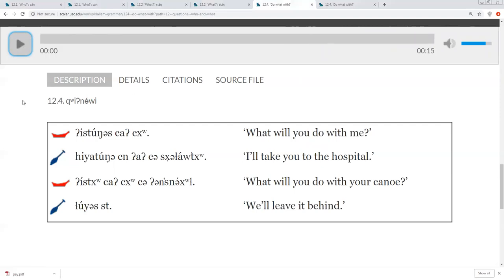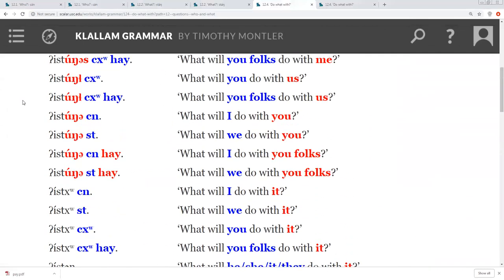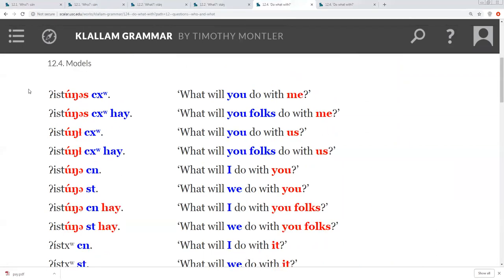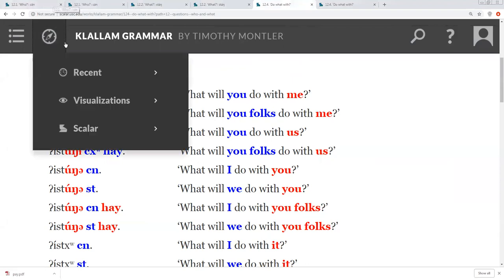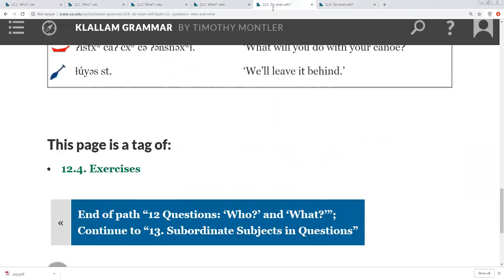In the sentences above, let me scroll that back up right here. The sentences mean either do what with or do what to. Also, in these models, it doesn't have any tense, and you can definitely add your future or past tense to them, like istungisat, which would mean what will you do with me, and istungisyat, what did you do with me?